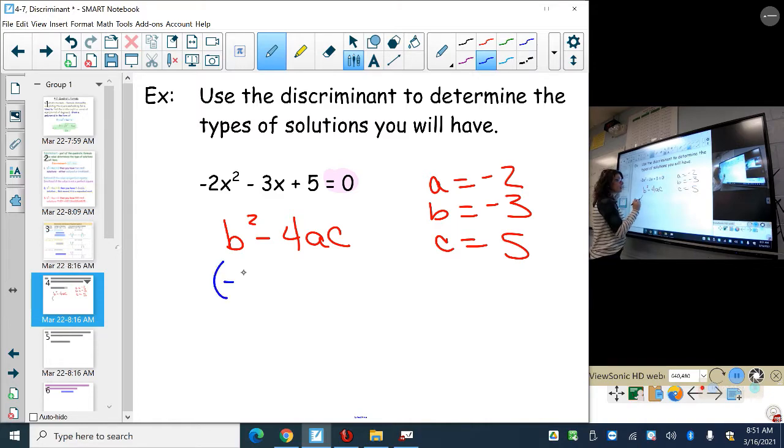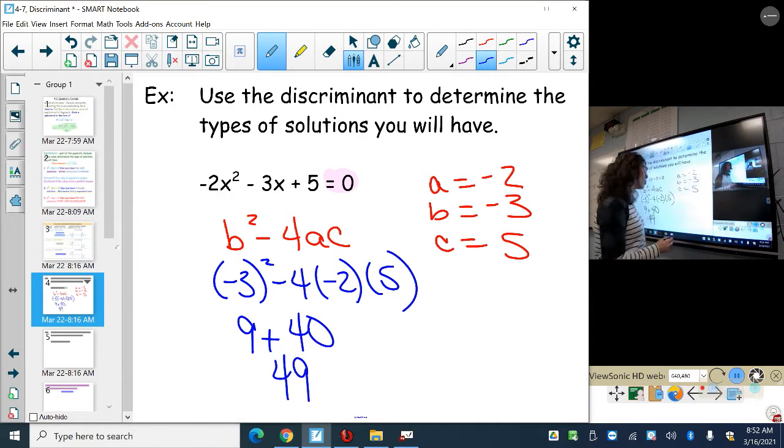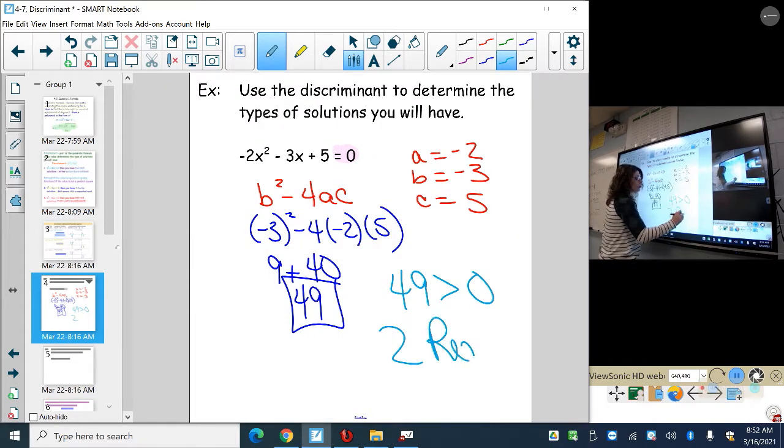So this is going to be -3, putting in parentheses because the negative has to be squared as well, minus 4 times -2 times 5. -3 times -3 is 9. Negative times a negative is a positive. 4 times 2 is 8 times 5 is 40 to give me 49. So that is the value of my discriminant. So you're going to box that in. But the next thing you're going to do is compare that to the value 0. Is 49 greater than 0, equal to 0, or less than? It is greater than, which means I'm going to have two real solutions.